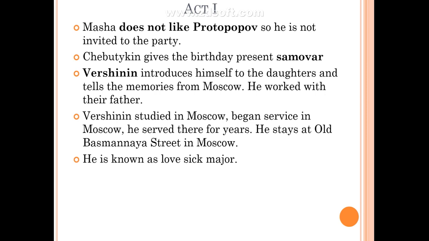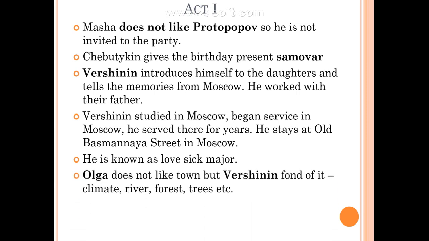And now, as a young Vorshinin was falling in love, Vorshinin is known as a lovesick major. Okay, he is known as a lovesick major. And then Olga remembers, yes, I recall you, you were called a lovesick major. So she recalls the memory of Vorshinin. She recalls they spent days together when she was a child. And here Vorshinin remains, we can say, a kind of memory of Moscow to these people.